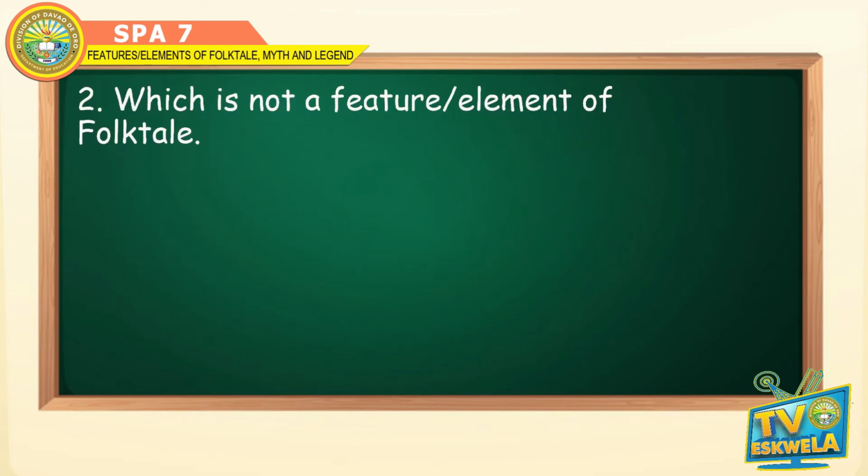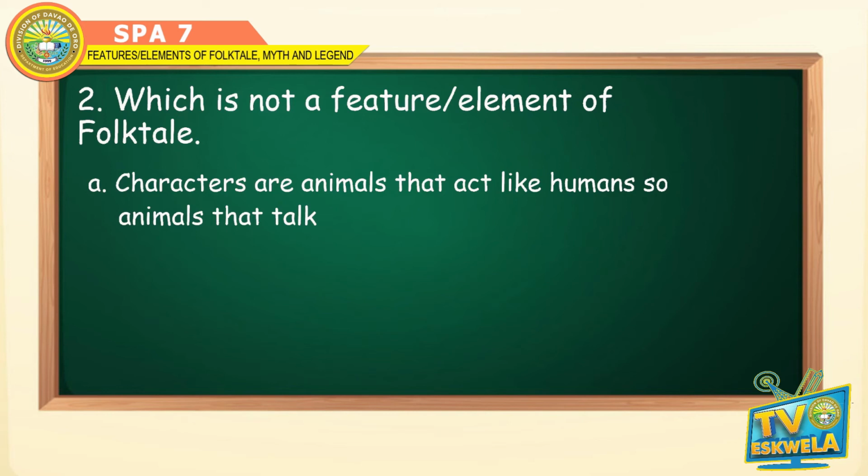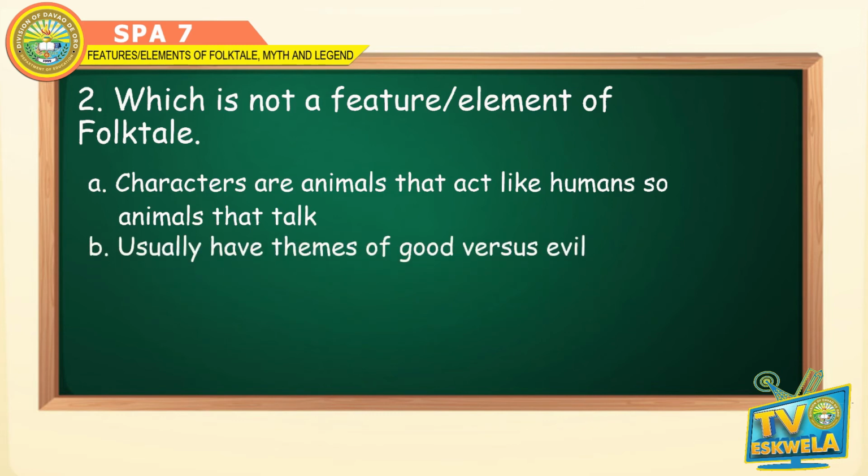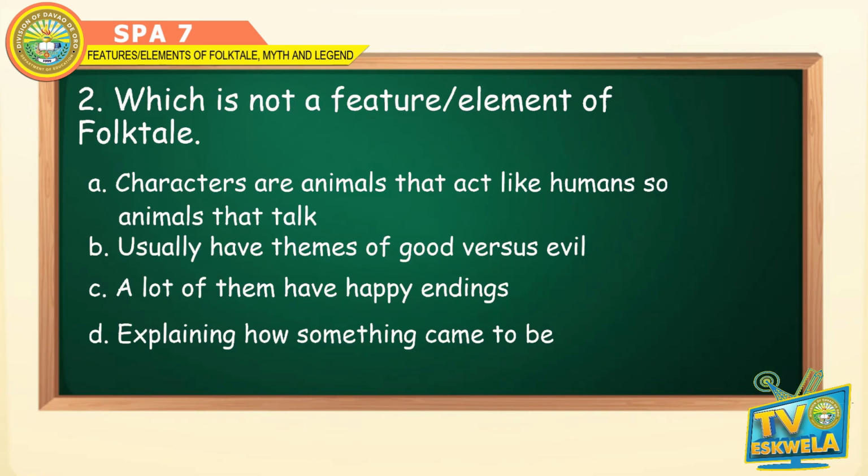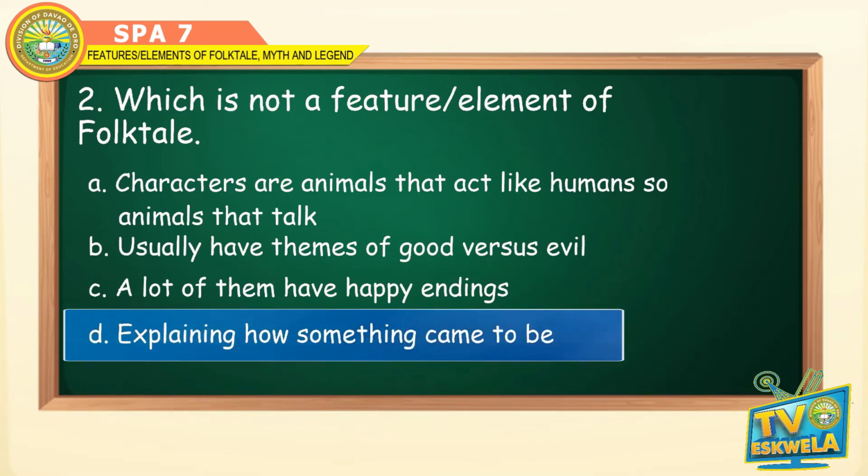Number 2. Which is not a feature or element of a folktale? Again, which is not a feature or element of a folktale? A. Characters are animals that act like humans, so animals that talk. B. Usually have themes of good versus evil. C. A lot of them have happy endings. D. Explaining how something came to be. Are you finished? You are really awesome. Yes, you are right. The answer is letter D, explaining how something came to be.